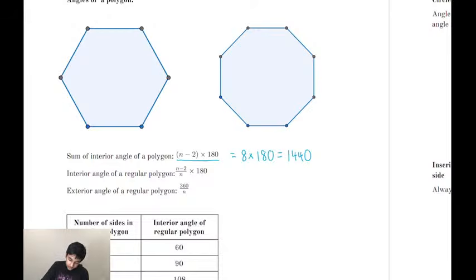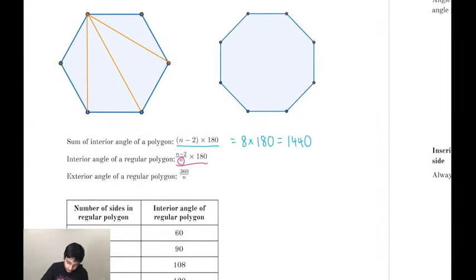The reason this is true is because we have n angles, so the interior angle is just going to be this quantity here. And in case you forgot, the reason that this is true is because you can divide an n-sided polygon into n minus 2 triangles, which each have a sum of 180 degrees. So overall, the sum of the angles in the whole polygon is going to be 180 times 4, or 720, in this figure here.